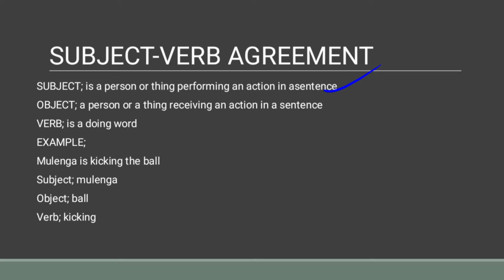What of an object? We have a subject, object, and a verb. An object is a person or a thing receiving an action in the sentence, the action being performed by the subject. Now, who is receiving, or what thing is receiving that action? That's what we call an object. A verb is a doing word. For example, kicking, sitting, eating. Just a doing word. That's a verb.